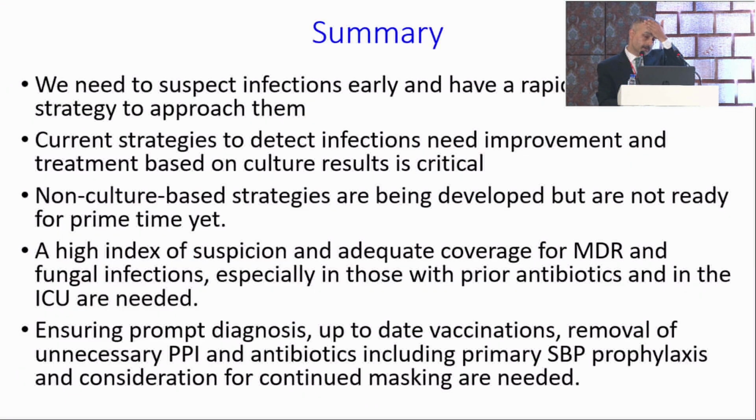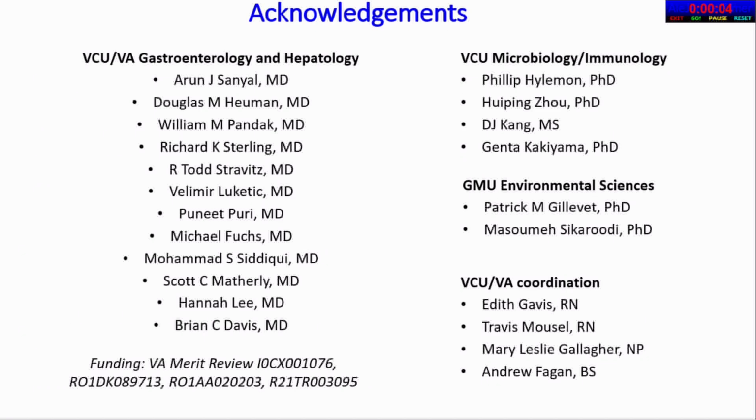So in summary, we need to suspect infections early and have a rapid and flexible strategy. Current strategies to detect them need improvement. Non-culture-based strategies are being developed but are not ready for prime time yet. A high index of suspicion and adequate coverage for MDR and fungal infections, especially in those with prior antibiotics in ICU, are needed. Ensuring prompt diagnosis, up-to-date vaccinations, removal of unnecessary PPI and antibiotics, including primary SBP prophylaxis, and consideration for continued masking are needed.